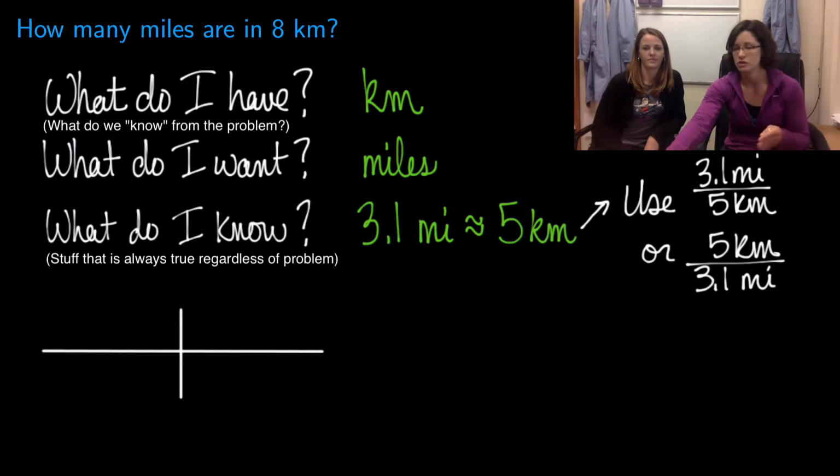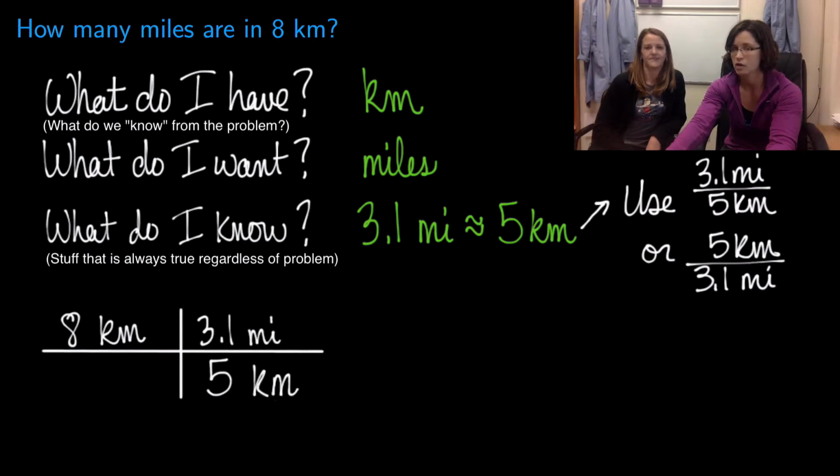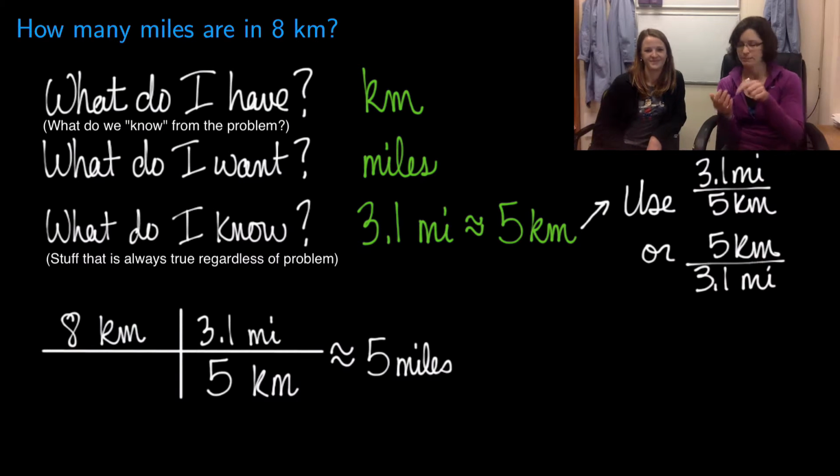And so once again, you set up your railroad tracks. The thing you have goes right here. You have your 8 kilometers. You know you want the kilometers to go away, which means kilometers goes on the bottom. And so that is the conversion factor that we should choose. Okay. You get out your calculator and tap, tap, tap, and you get, it's about 5 miles. Got it. So that's a 5-mile race I would be signing up for.